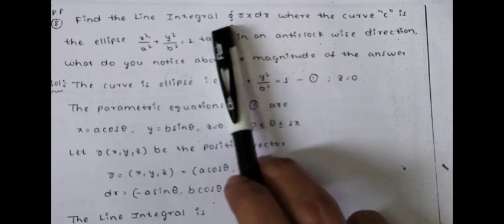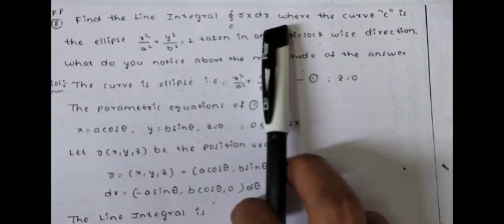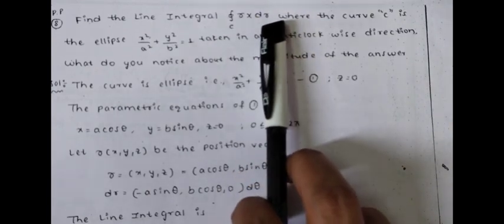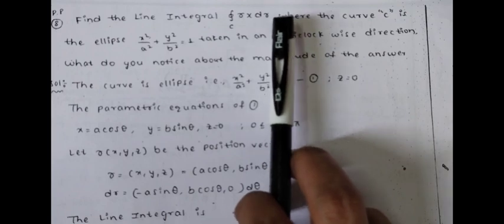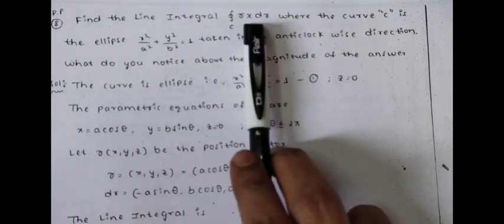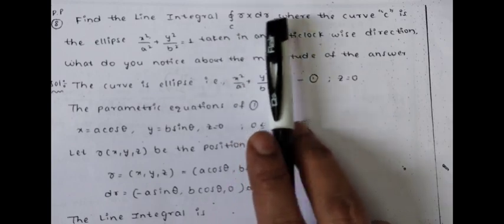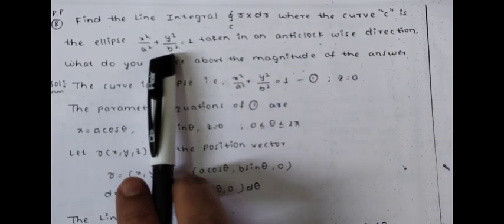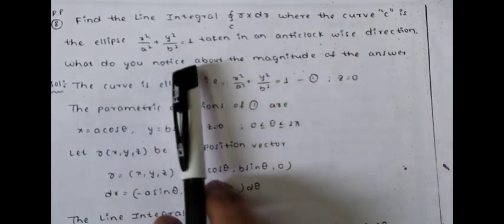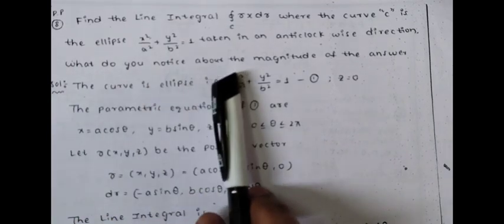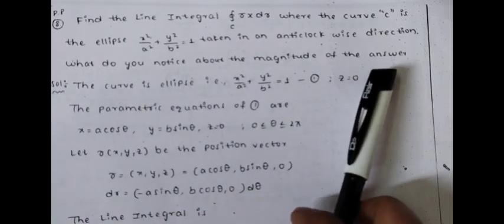Find the line integral of r cross dr. It is different from previous problems. In those, r dot dr was given. So that is one type of line integral, and this is the second type of line integral, r cross dr, where the ellipse equation is given as the curve in the anti-clockwise direction. What do you notice about the magnitude of the answer it is asking?